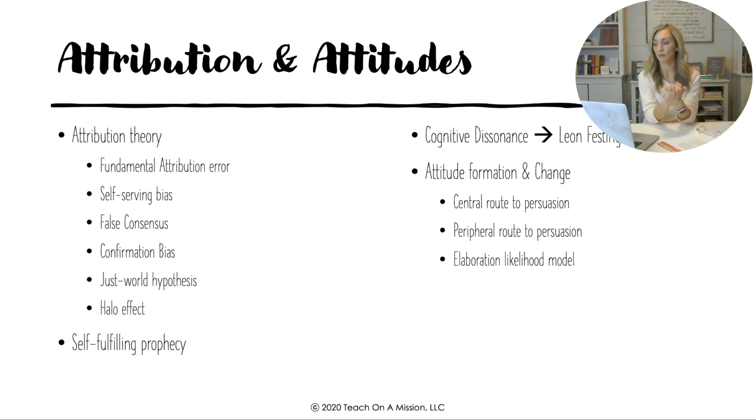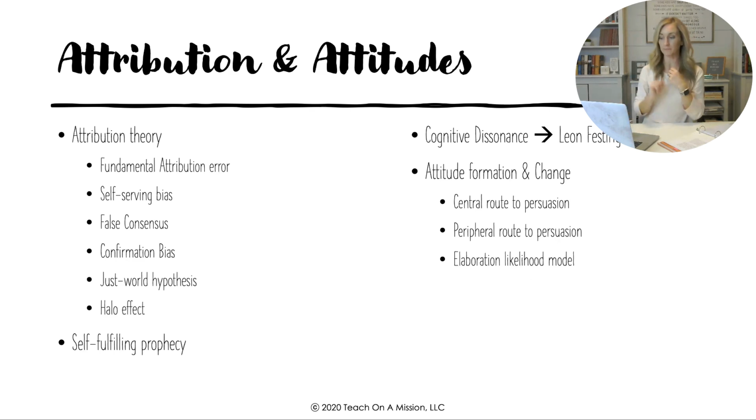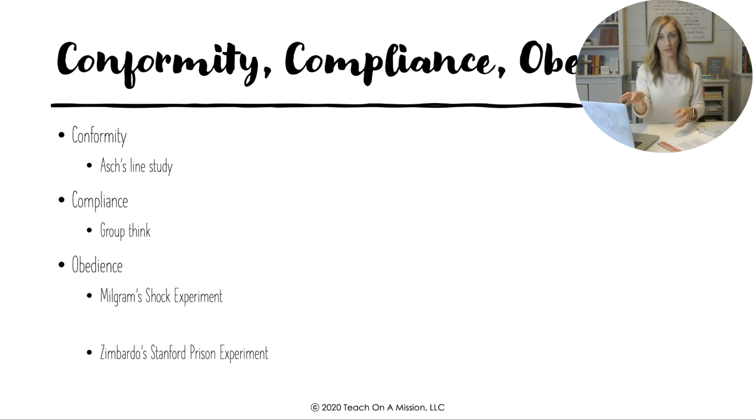And then attitude formation and change. This is a big one because remember back here, you've got to be able to investigate and analyze research studies in this area. So understanding central route to persuasion using facts about the item itself or what it is you're trying to persuade someone with. Whereas peripheral route is using other things like attractive speakers or attractive women on a car to get you to buy the car.